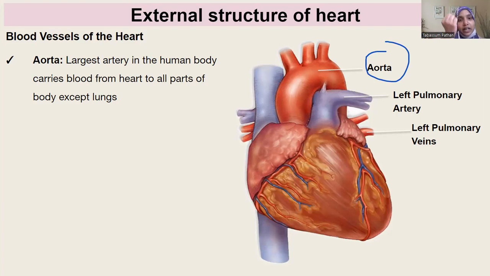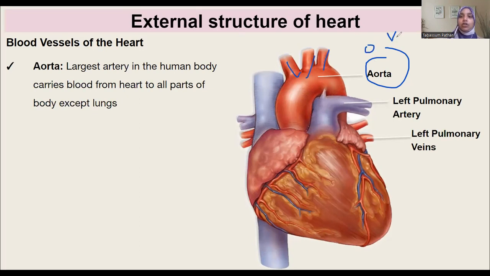So when the lungs send oxygenated blood via the pulmonary vein to the heart, the heart will now take the responsibility of distributing it to the different parts of the body. So this is carrying oxygenated blood. The aorta, the biggest artery, will carry oxygenated blood to different parts of the body except the lungs. It will not give oxygenated blood to the lungs.